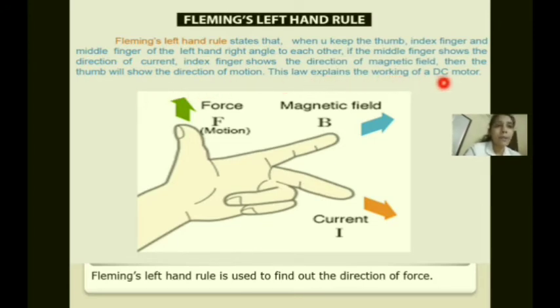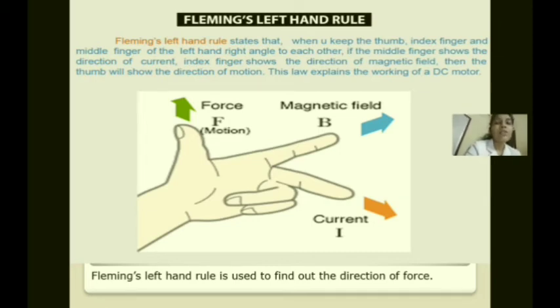So this law explains the working of a DC motor. Why is it so? Because the force experienced by the current carrying conductor is the basic principle behind the working of an electric motor. Whenever a current carrying conductor is placed in a magnetic field, it experiences a force. The direction of that force is obtained by this rule, Fleming's left hand rule. I know it's not clear to you, and don't worry, let me explain.